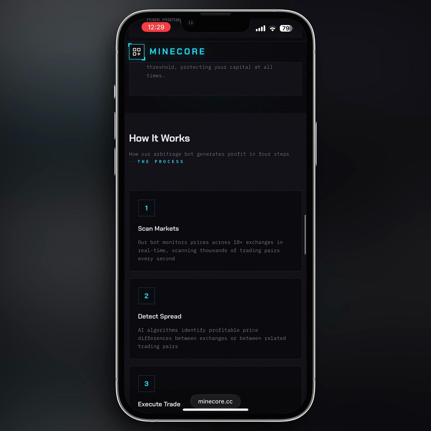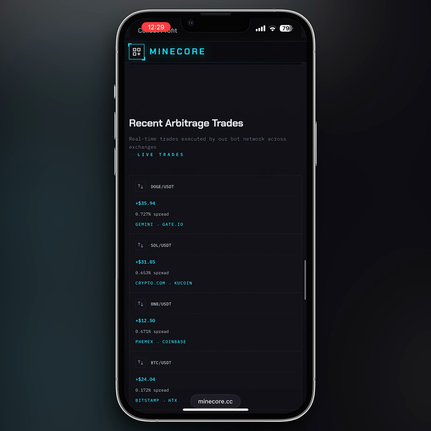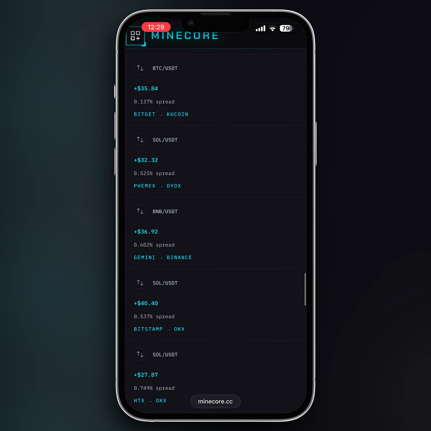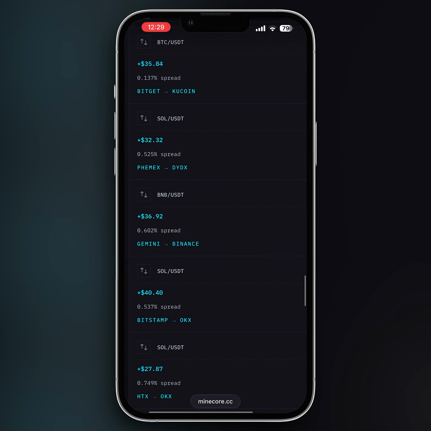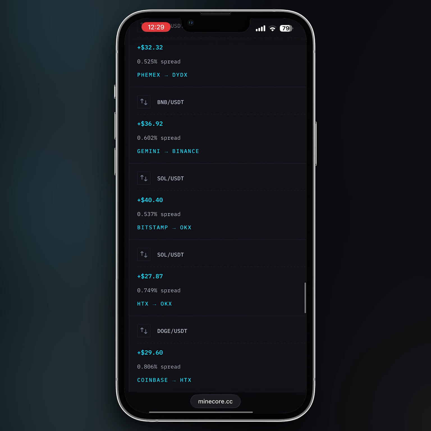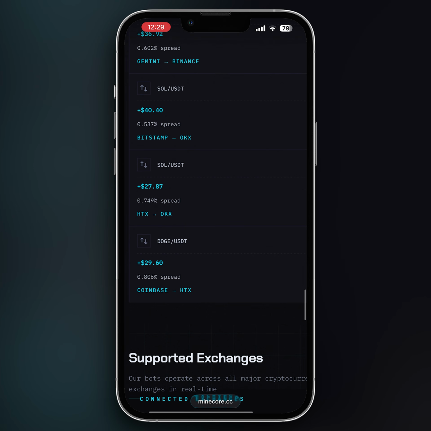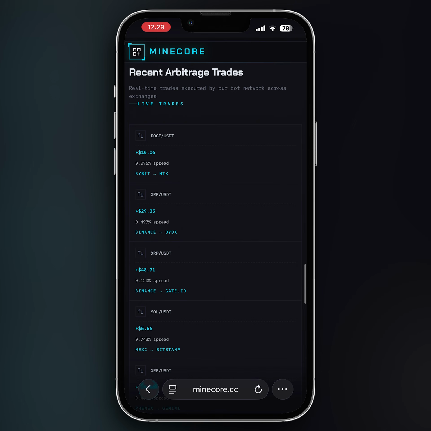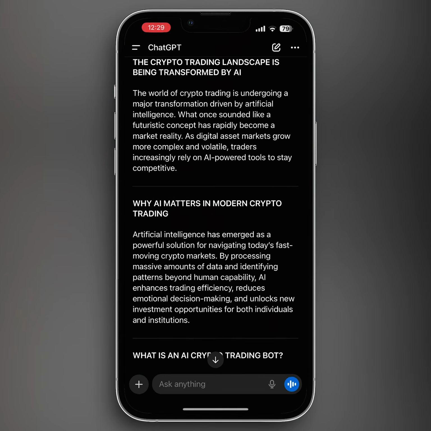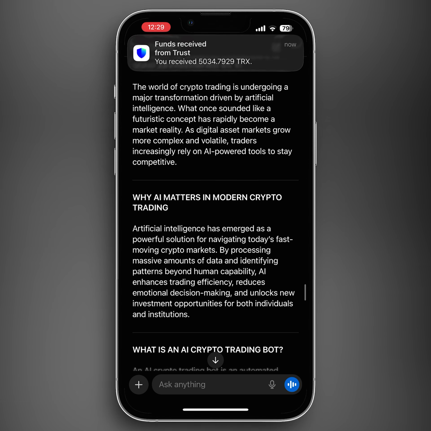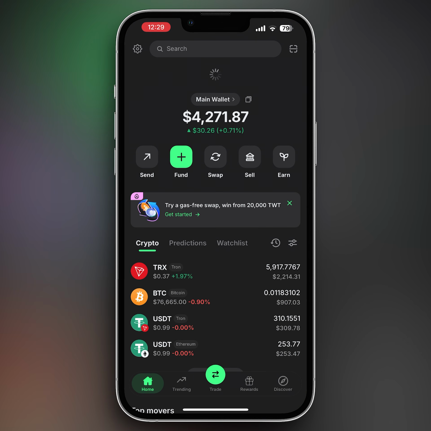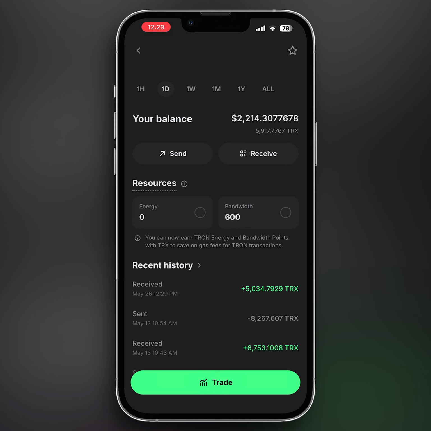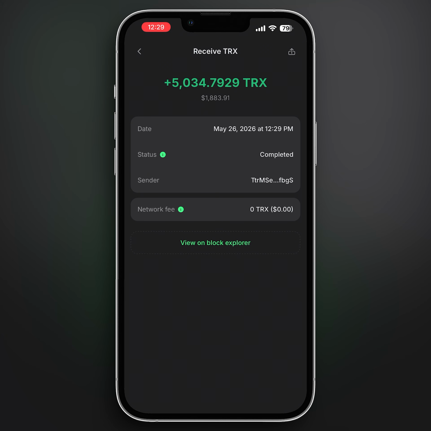And because each of those exchanges is its own separate platform with its own separate buyers and sellers, the price of a token is almost never exactly the same across all of them at the same moment. There's always a tiny difference somewhere, and that difference is a chance, but only if someone can buy on the cheaper exchange and sell on the more expensive one before the prices equalize. And they equalize almost instantly. We're talking less than a second. A human being physically cannot react that fast. By the time a person sees the gap, it's already closed.